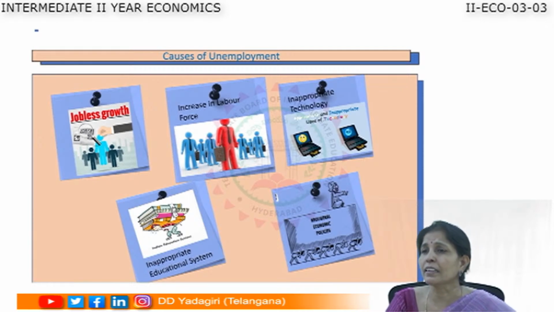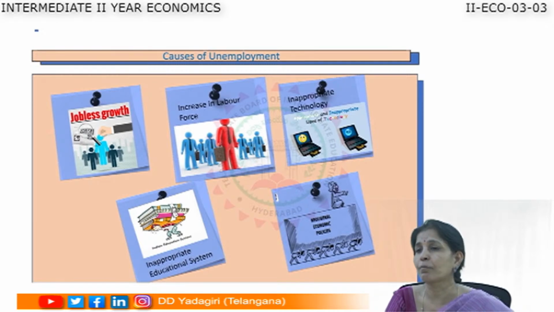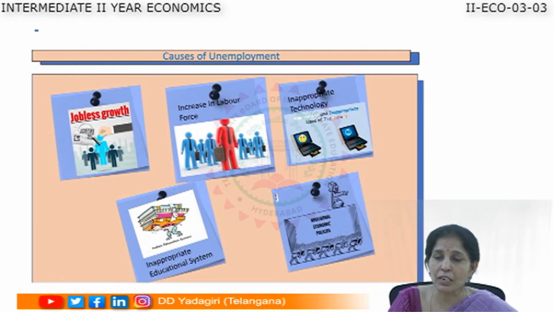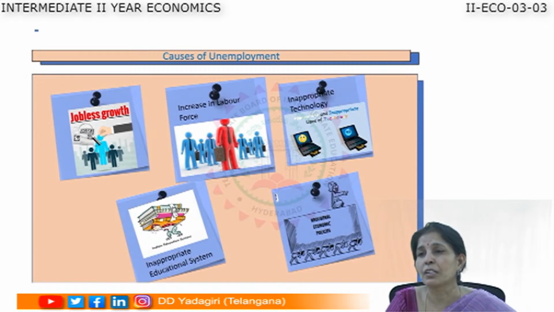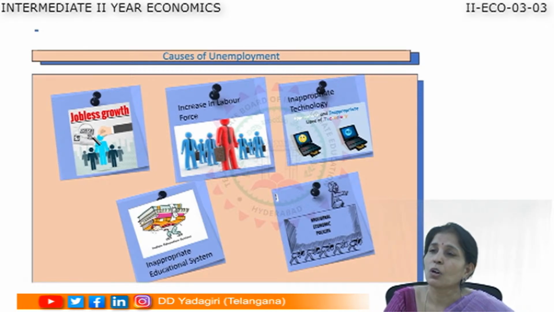The second one is increase in the labor force. Here we consider the productive population, which comes under the age group of 15 to 60 years. We are increasing the number of educational institutions at primary, secondary, and higher and professional levels. But at the same time, are we creating employment opportunities? If that is not matching, every year we have more unemployed youth coming, where we are not able to create the employment opportunities.